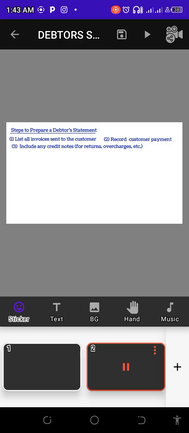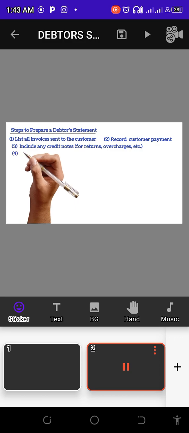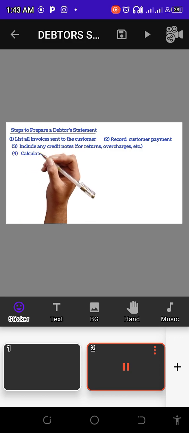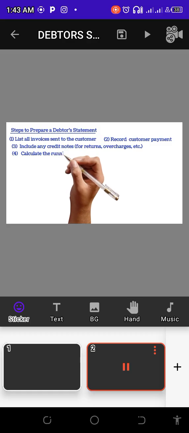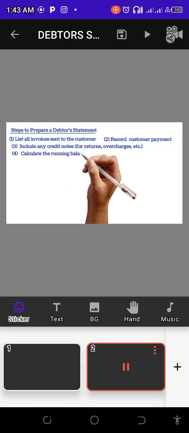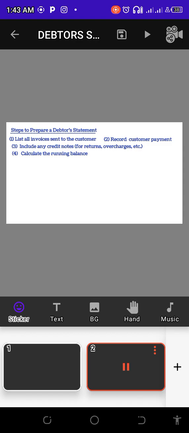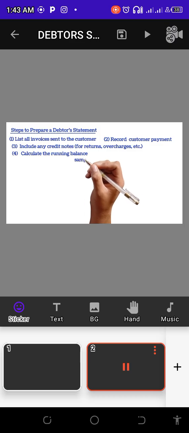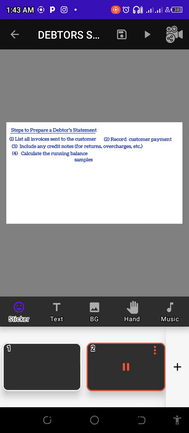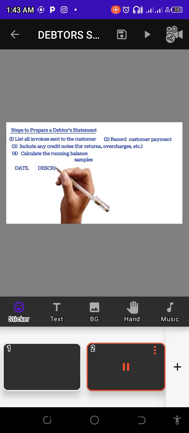Now let us look at the skeleton, or how it looks. We are going to take a look at a sample. After doing this, the next thing you will do is to calculate the running balance. That is, you take the differences between what you have supplied, what he has paid, and what he has returned, overcharged or undercharged. The difference is the amount the debtor is owing to the business.